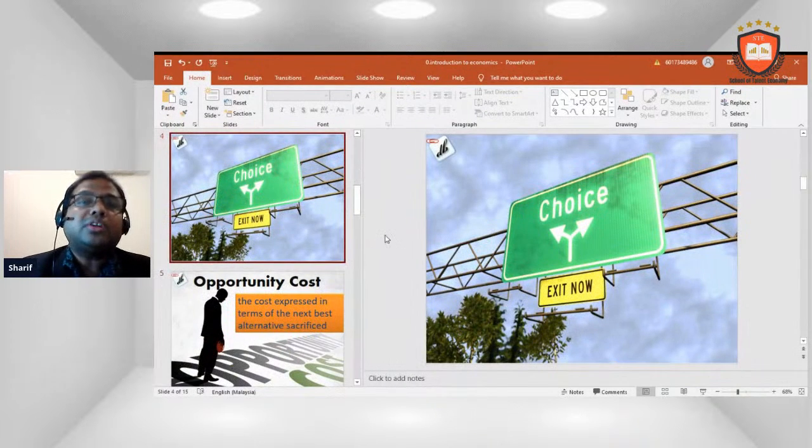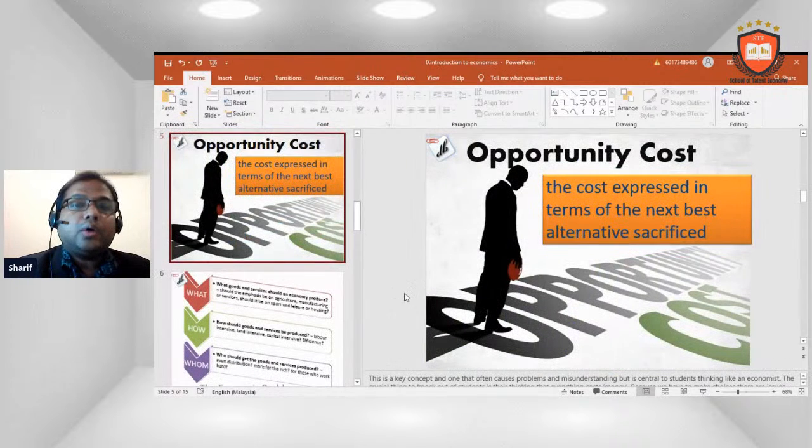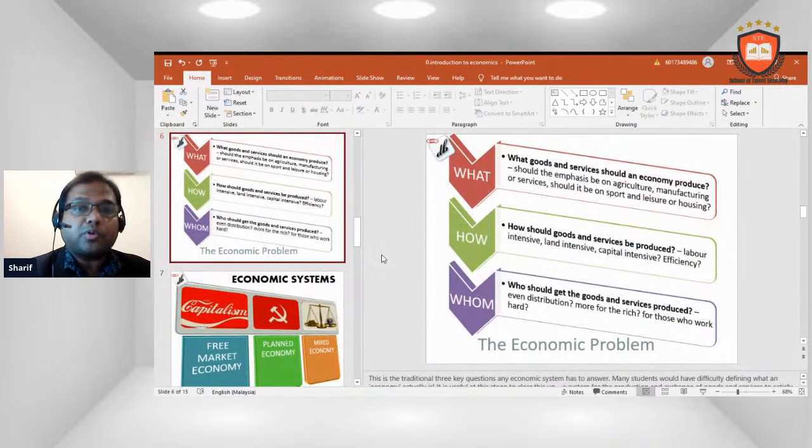So in that particular situation, you have to understand how to exit from one choice to another choice. And we have opportunity cost. Opportunity cost is the cost expressed in terms of the next best alternative sacrificed. So when we have the cost expressed, we can understand the cost in terms of the best alternative sacrificed. At that time we can take the necessary initiative, and which is very important.